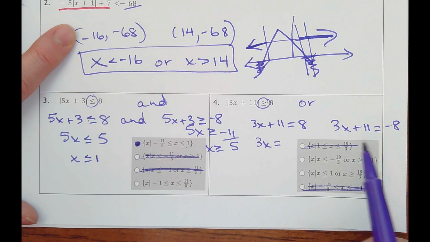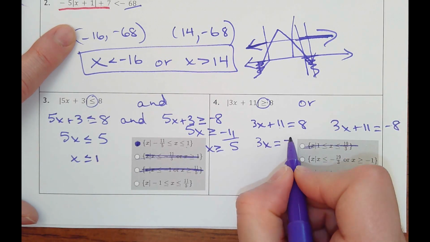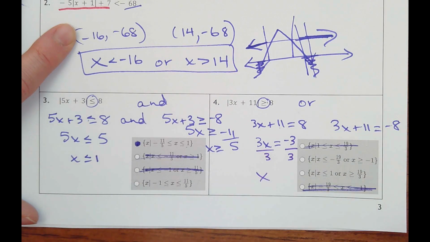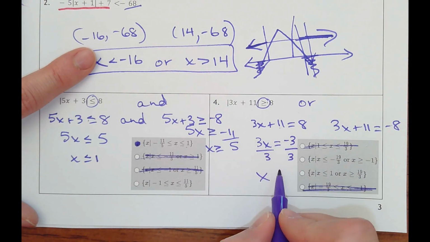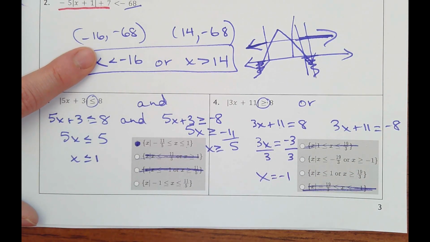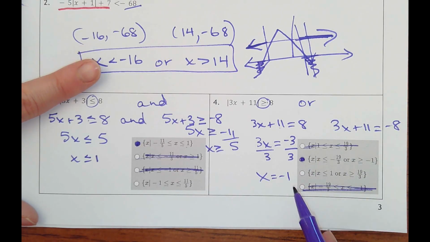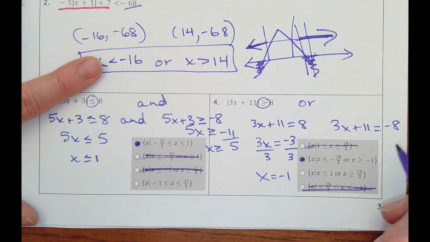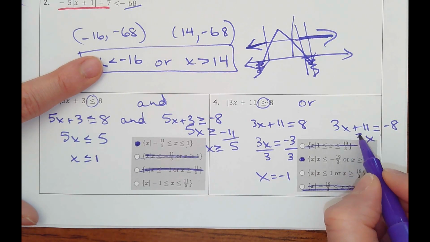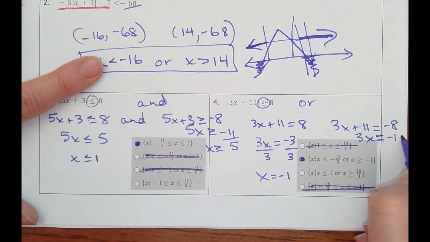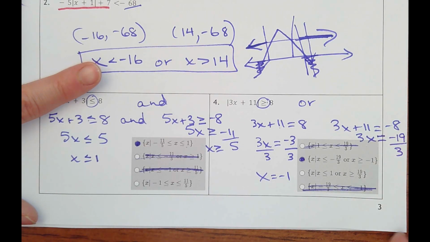Since we know it's an or, subtract 11, that would be negative 3 divided by 3. Even though we would be flipping, oh no, we're not dividing by negative. Never mind. So we get negative 1, which immediately tells me it's this one. X would be greater than or equal to negative 1. And then less than or equal to, but I would get the other one to be what? Negative 19 thirds. So it's that one.